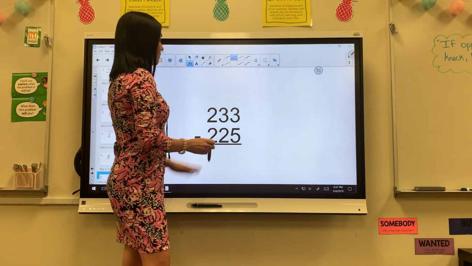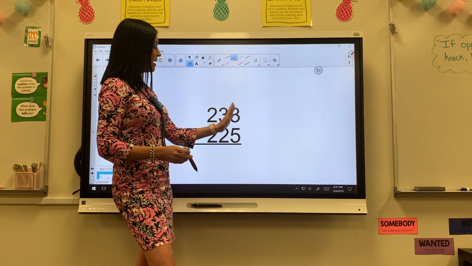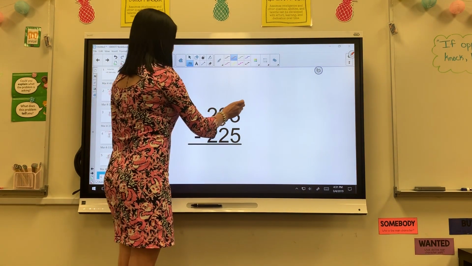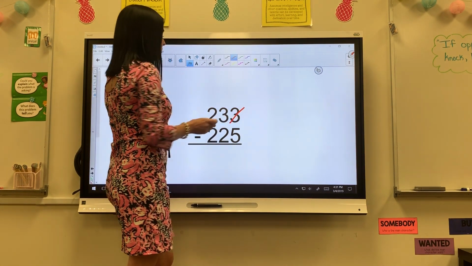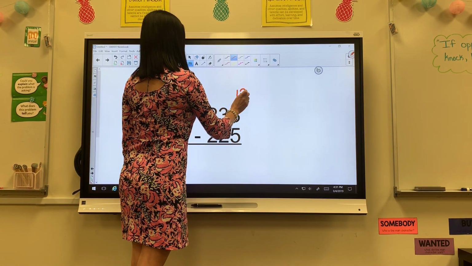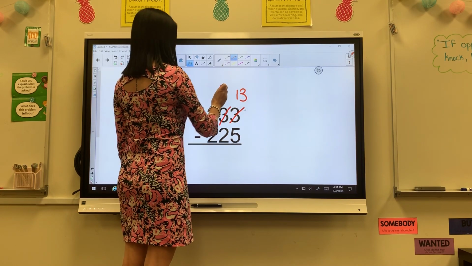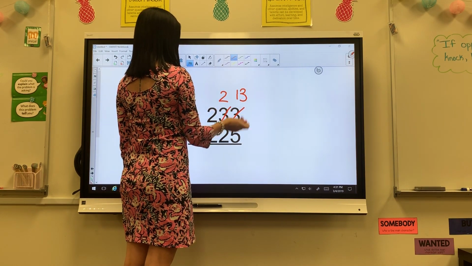Last one. We have our ones, our tens, and our hundreds. So I have 3, and I need to take away 5. I can't do that. So I'm going to cross out my 3. When I add 10 to 3, I get 13. I'm going to cross out this 3 because I moved that 10 over here, so this is going to be a 2 now.